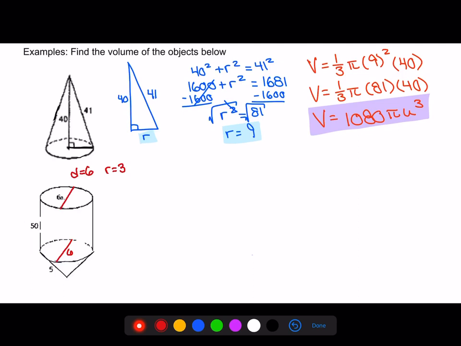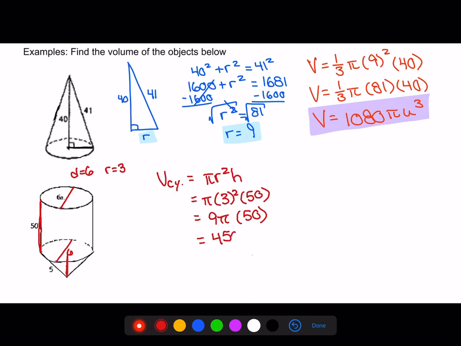Now, I also can see here at the very bottom that we actually don't have a height for our cone. So we need to find the height of our cone. And we'll do that in just a second. Let's go ahead and start with the volume of our cylinder. So for our cylinder, we have volume is equal to pi r squared times height. Well, that gives us pi times our radius, which is 3 squared, times our height in this case is 50 on the cylinder. This would give me 9 pi times 50, which is equal to 450 pi. Let's just go ahead and leave it like that for now.